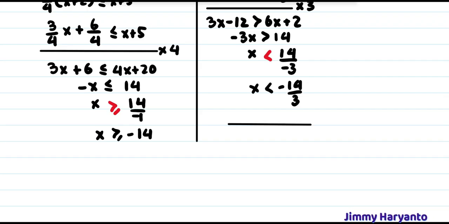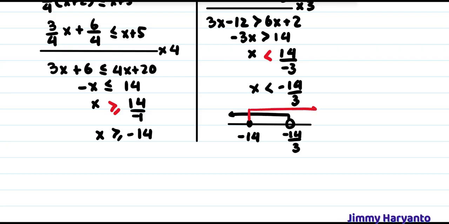The number line will be like this. Negative 14 is the smallest. And negative 14 over 3 is right here. It's going to the left. And the negative 14 going to the right. The overlap area will be this one. That also means negative 14 less than or equal to x less than negative 14 over 3.